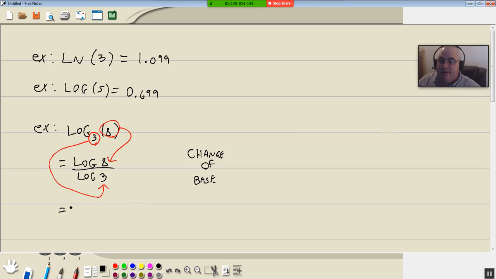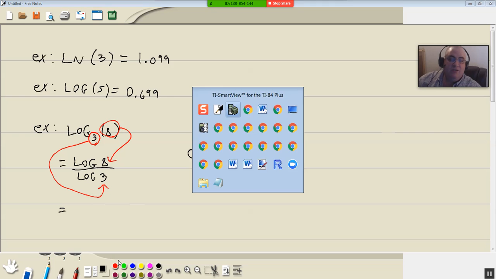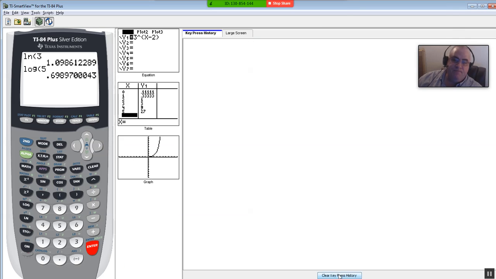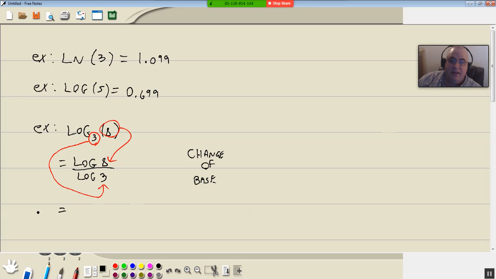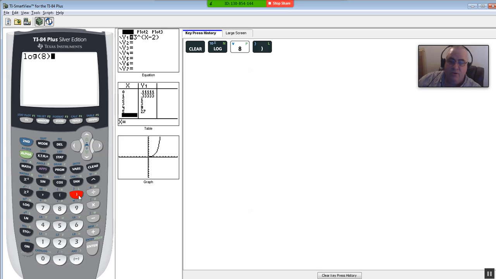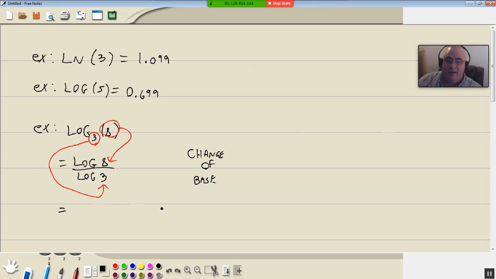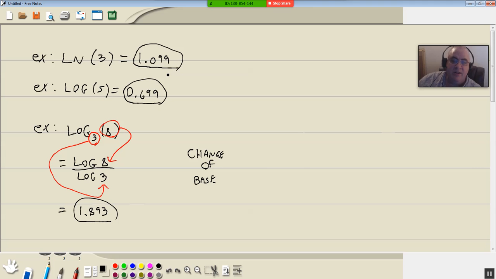Change of base says you can actually rewrite it as any base, but log is as good as any because you have a log button. So to put this in your calculator then, if I do log 8, close parentheses, divided by log 3, and then press enter, we get 1.893. And that's how you would evaluate log expressions on your calculator.